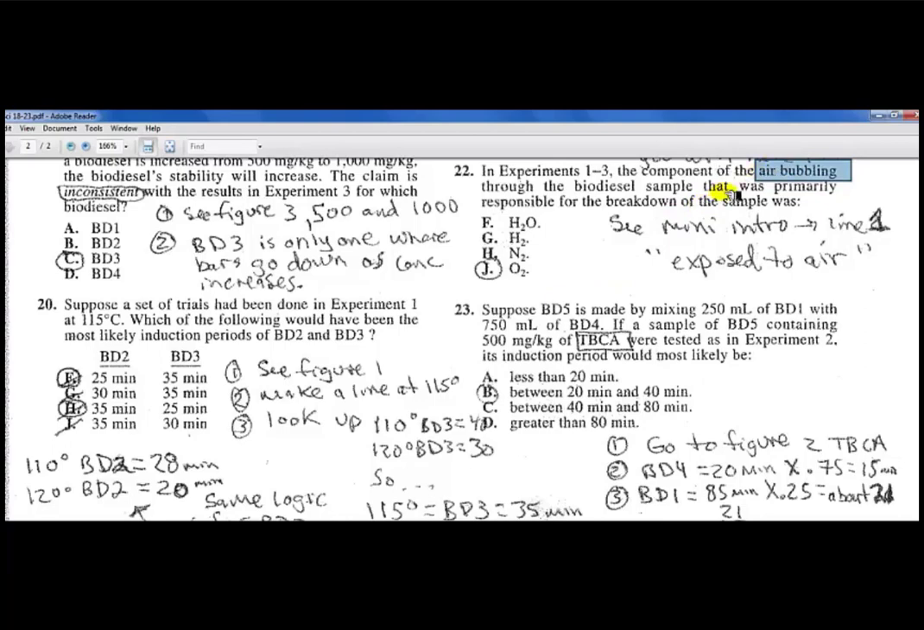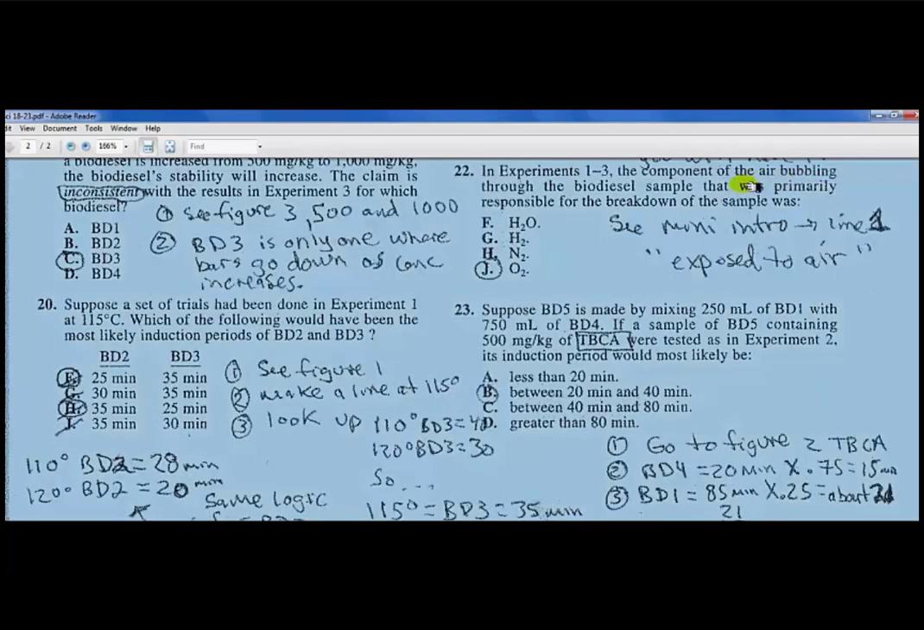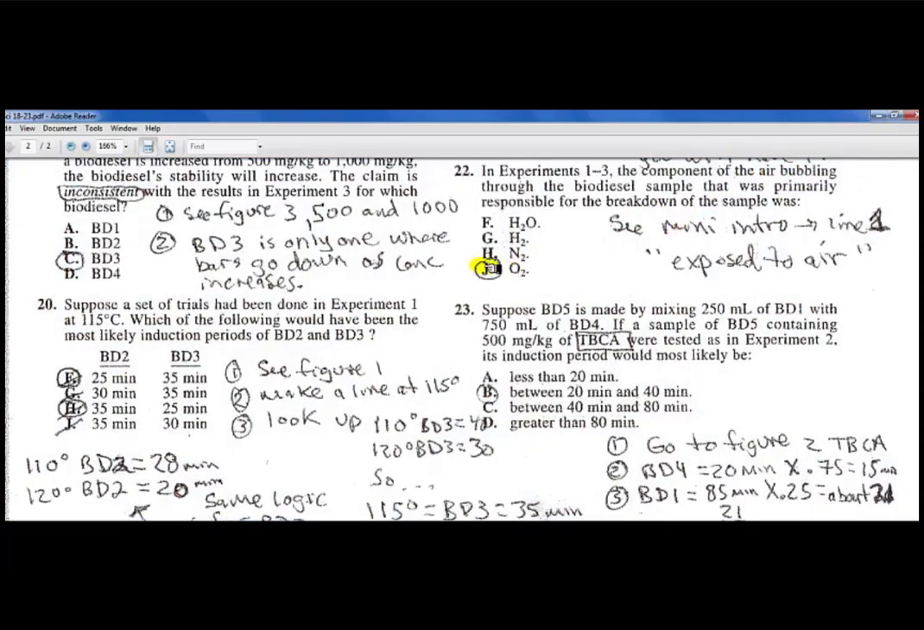What is air bubbling? Is air bubbling H2O or water? No. Is air bubbling hydrogen, H2? No. Is air made up of N2? No. Is air made up of O2? Yes. Air bubbling is Scooby-Dooed for O2, oxygen. 22, J is the correct answer.